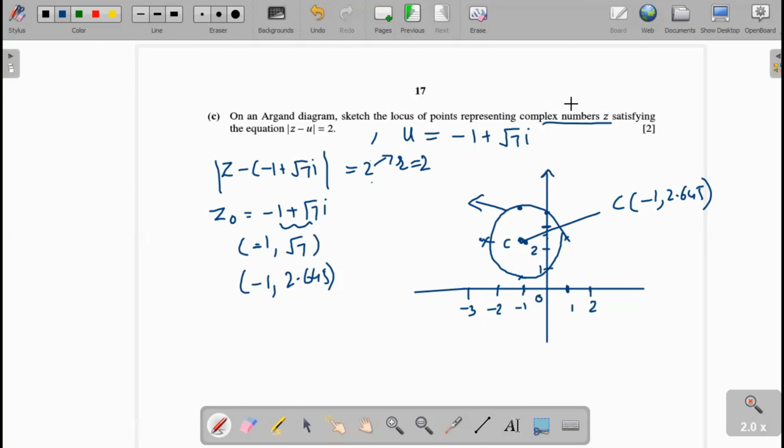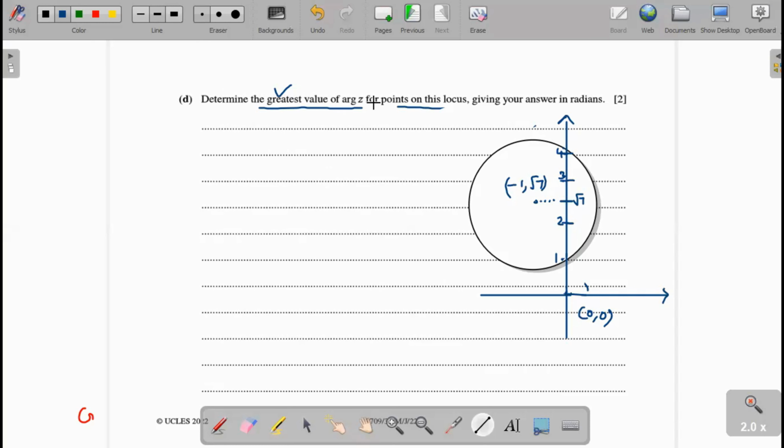Okay. Now the next part of this: determine the greatest value of argument z for points on this locus, giving the answer in value. We already drew the locus of z. To find the greatest value of argument z, we draw two tangents. One touches the circle at this point, and the next tangent touches the circle at this point. We see that this tangent will give the greatest angle, and the argument of z at this point will be greatest.